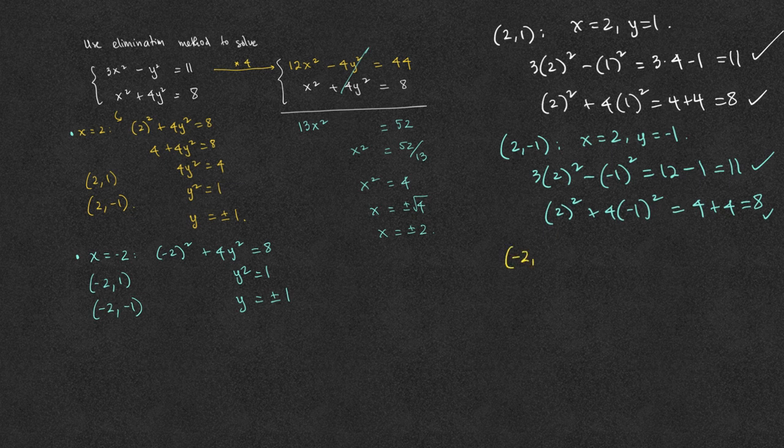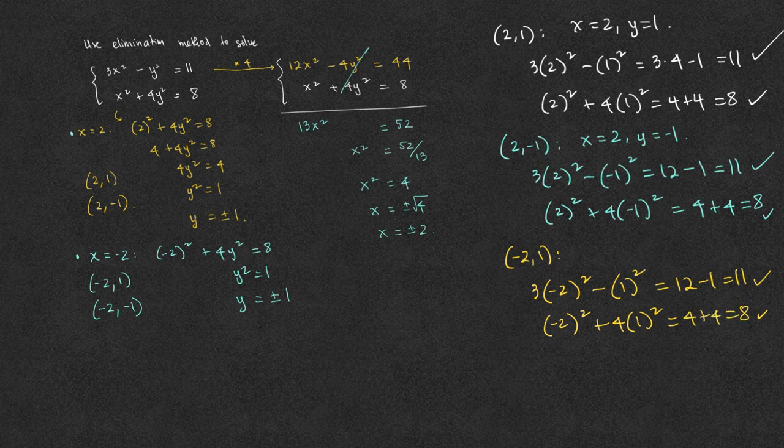Next, for x equals negative 2, y equals 1. The first equation is 3 times negative 2 squared minus y squared. And we see that negative 2, the quantity squared, is 4. 3 times 4 is 12. 12 minus 1 is 11. This checks out. The second equation is x squared, so that is negative 2, the quantity squared, plus 4 times y squared. This is 4 plus 4, which is 8. This checks out. So yes, x equals negative 2, y equals 1 is a solution.